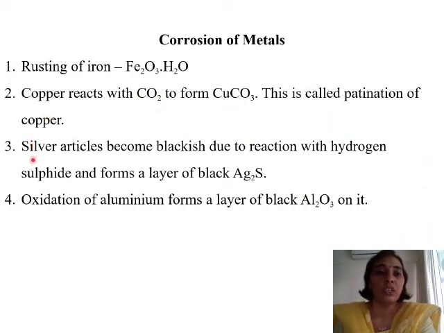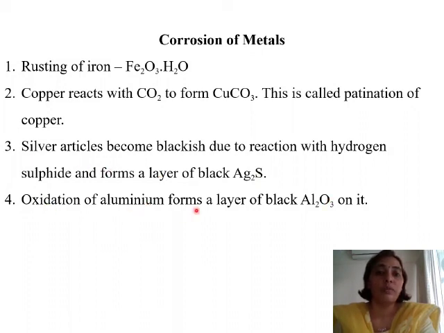So that is patination. Silver articles become blackish due to reaction with hydrogen sulfide and form a layer of black Ag2S. If silver articles are exposed to air for a very long time, we find that they turn blackish in color. That black color is on account of the reaction of the silver articles with H2S gas. And the layer of black colored Ag2S, that is silver sulfide, is formed on the silver articles, and that gives them a blackish look. So that is corrosion of silver.